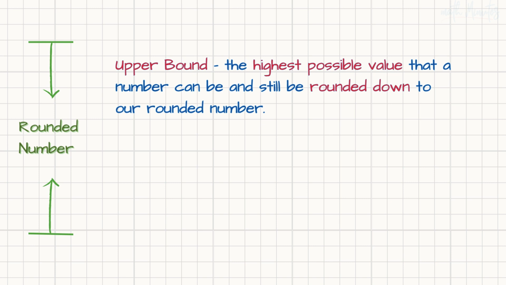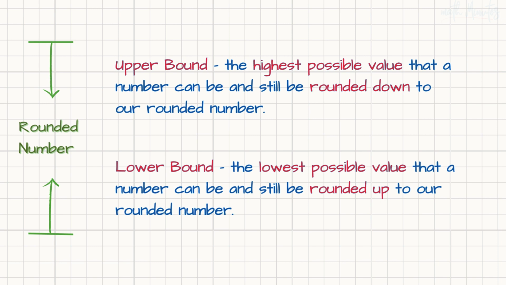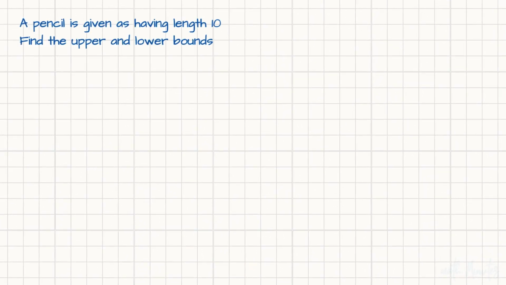Note that the actual value is strictly smaller than the upper bound. The lower bound is the lowest possible value that a number could be and still be rounded up to our rounded number. Note here that the actual value is greater than or equal to the lower bound. Let's look at an example to better understand this.